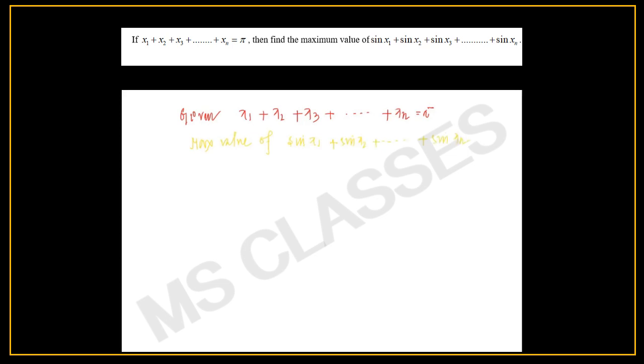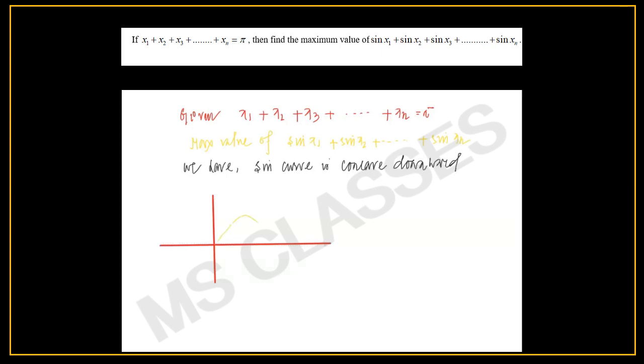Now here, first of all, if we focus on the sine graph, the sine curve is concave down. If we just draw a sine curve, then we can easily see that also. And we are saying downward because we are taking the interval from 0 to pi.